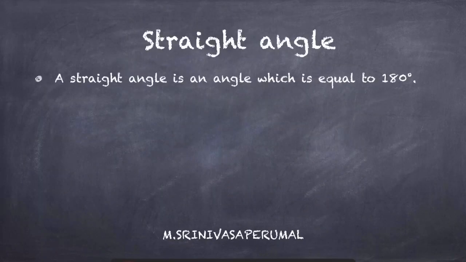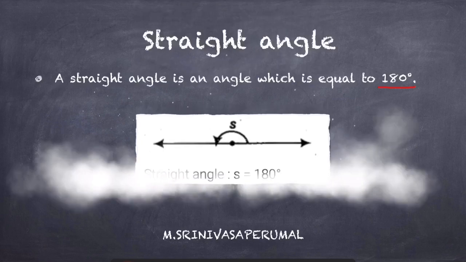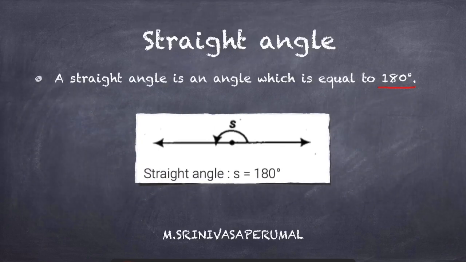Next, straight angle. A straight angle means the angle is 180 degrees. So it is a fixed one. It is like a right angle: a right angle means 90 degrees, and a straight angle means the angle value is equal to 180 degrees. Consider this: two rays are intersecting. For example, this is the origin O, with A and B. So OA and OB intersect at a particular point, and this makes a particular angle. This angle is equal to 180 degrees, and it is a straight line or straight angle.